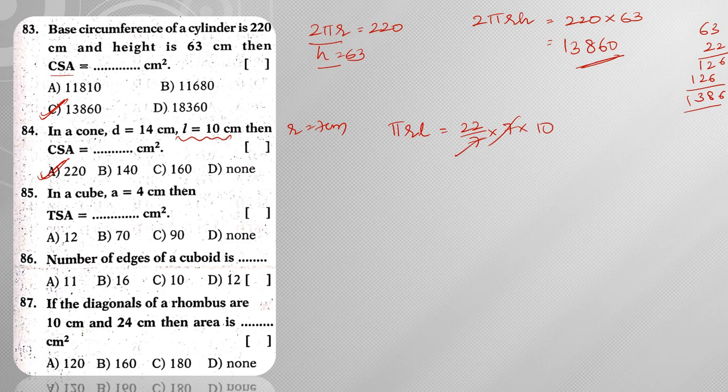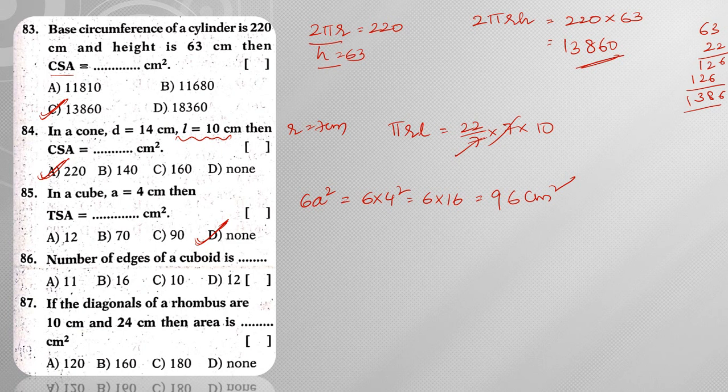Next, in a cube, a is equal to 4 centimeters. Then TSA of a cube is 6a square. So 6 into 4 square. So 6 into 16. So 6 6s are 36. Hence the answer is 96 centimeters square. Right? Hence the answer is none.